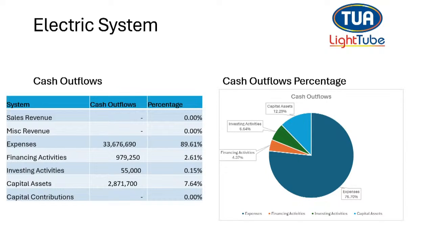And then capital asset or investing activities, we're putting about 55,000 back, which doesn't sound like a lot, but we have different funds set up to help us later on when we have to buy computer equipment, a vehicle, anything like that. So when we feel like we're doing well, we try to put money back to fund later capital assets. And then the capital assets, we've got 2.87 million, which is 7.64% of our cash outflows. That'll be your large items like transformers, the AMI project, all that should be hitting the system at that point. All right, next slide.